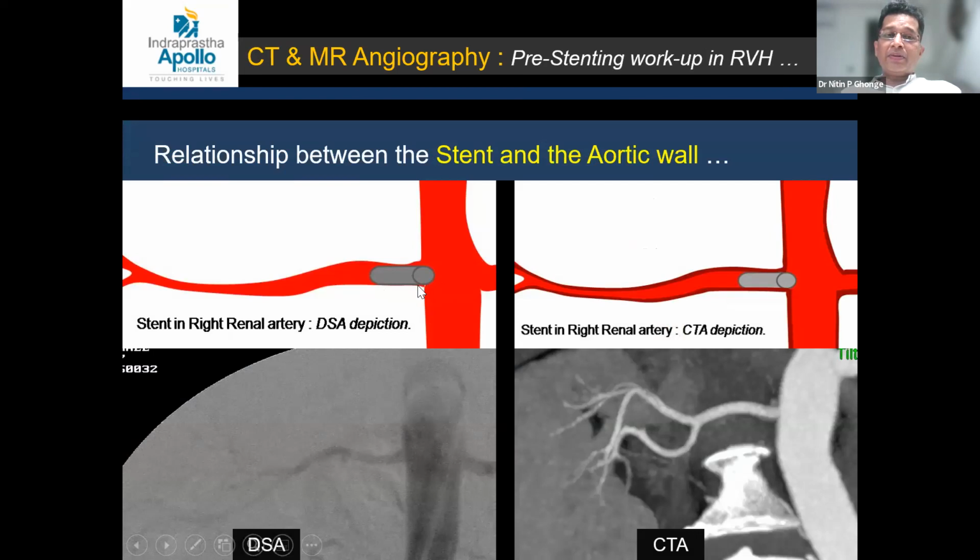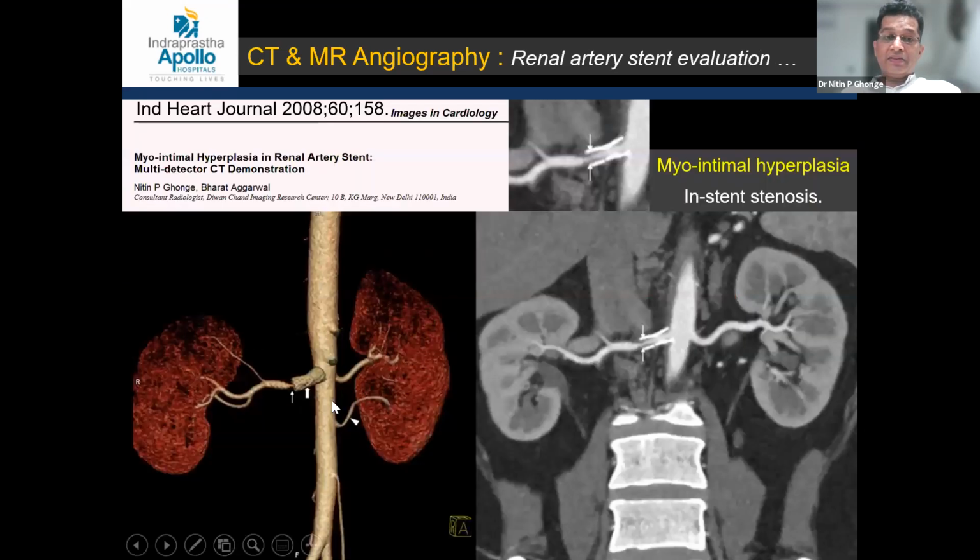So this is an example of how to evaluate the stent. This is the stent on the right side. DSA can show the vascular patency of the stent and the vessel, but CT angiography is very useful, and CT angiography can show the vessel and the surrounding structures in the same sitting. So CT angiography is the modality of choice when it comes to evaluation of the stent.